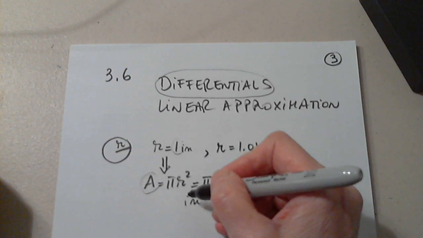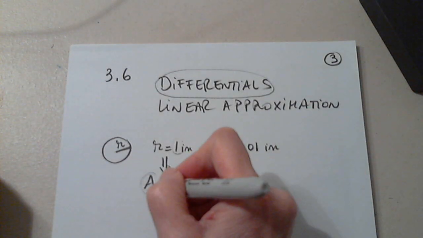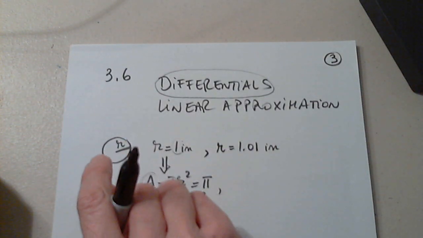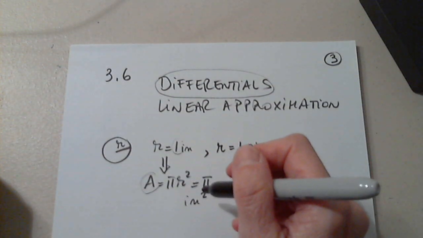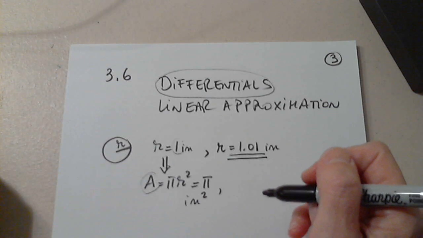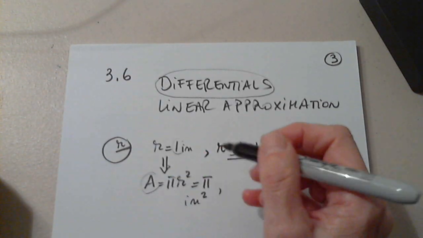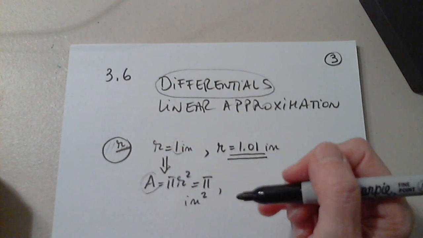It snowballs on us, right? We made an error here that will trigger an error in the area. If we have a disk and it has a volume, it will trigger an error in the volume. So this minor error carries over into anything else about this circle. And I chose the area.